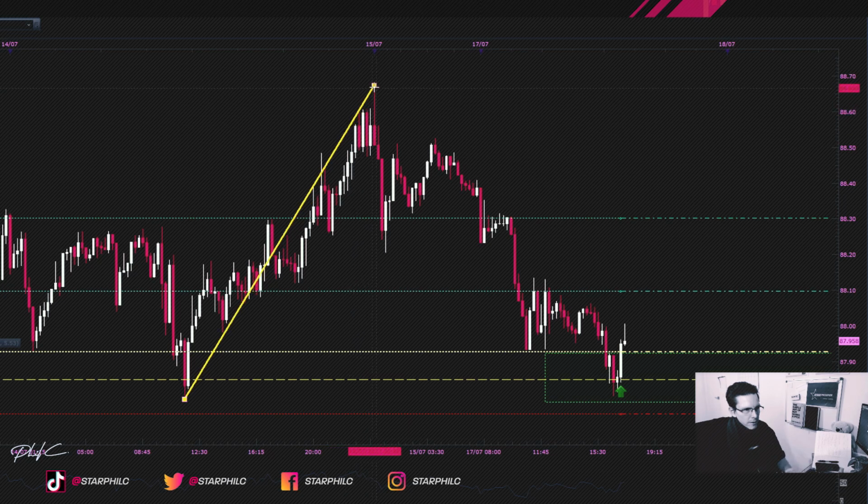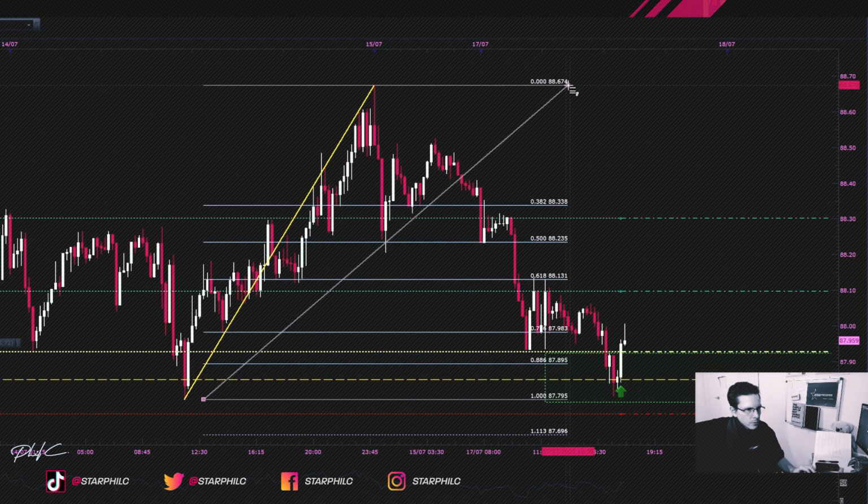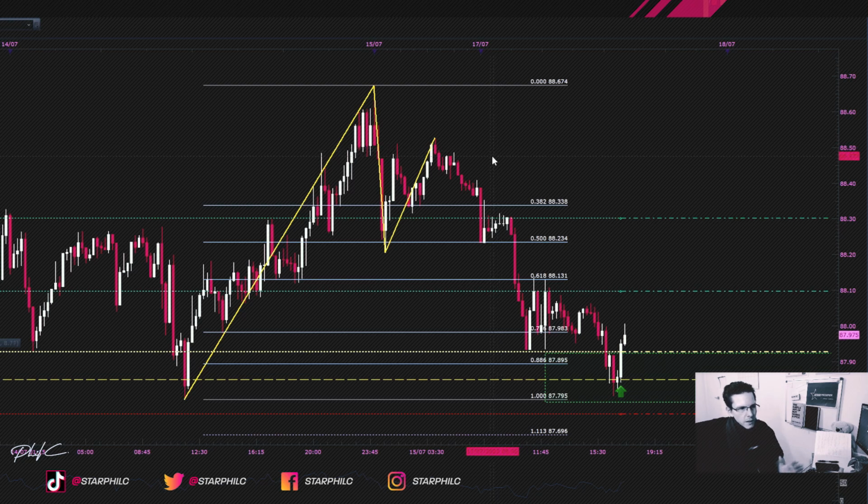Here it is, the criteria. Impulse leg, right there. Price action comes all the way up, gives us an impulse leg. Fibonacci swing low to swing high, right there. Price action comes all the way down, giving us a 50% B point retracement. Then we get another move towards the upside. So condition 1 is met.